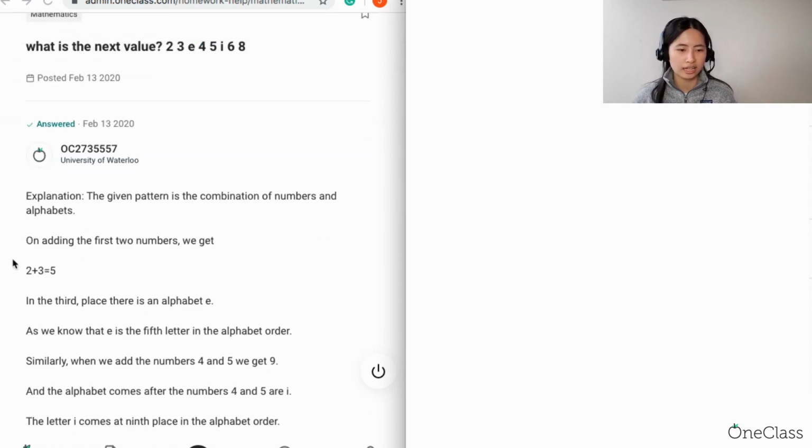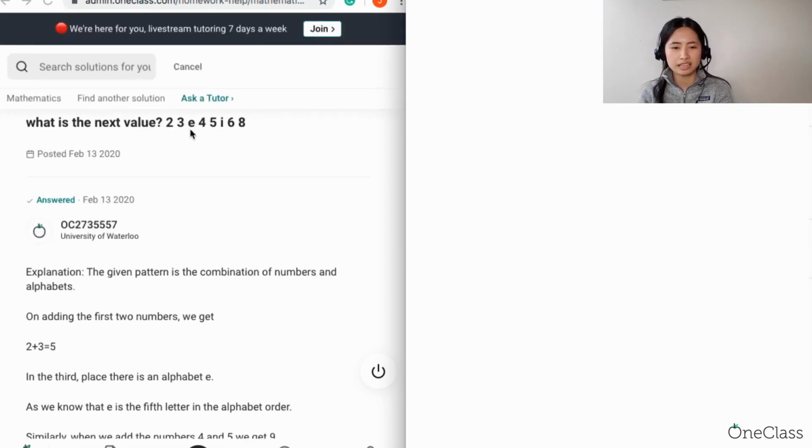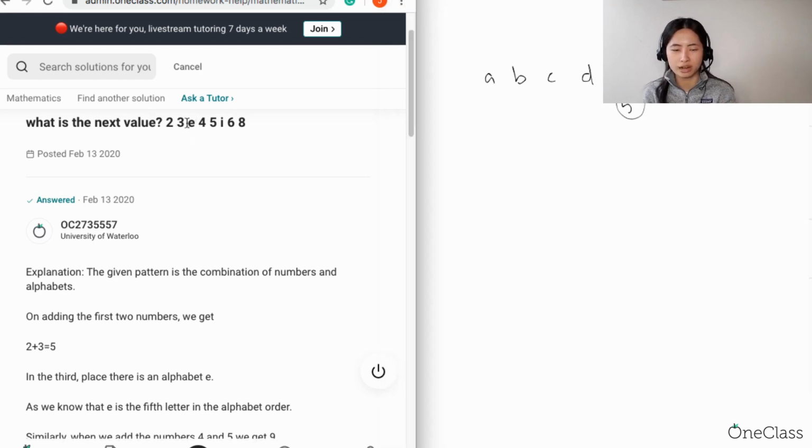So they're saying that if you have 2 plus 3, you get 5. Since the letter E is the fifth in the alphabet, if you just want to visualize that, A, B, C, D, and E, this is the fifth one, starting from A. So you kind of see a pattern here: if you add 2 plus 3, that's going to be 5, so this is E.